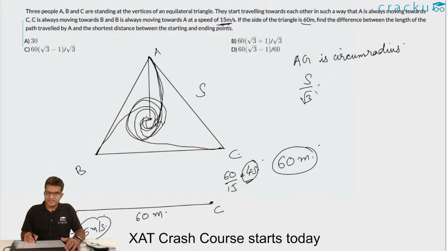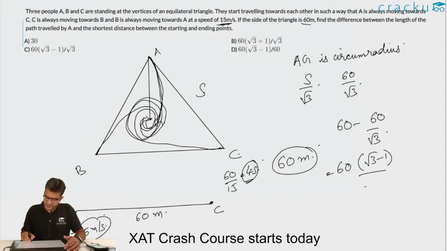And the circumradius is equal to S by root 3, which is equal to 60 by root 3. So the difference between these two will be 60 minus 60 by root 3, which is equal to 60 into (root 3 minus 1) divided by root 3, which is option C.